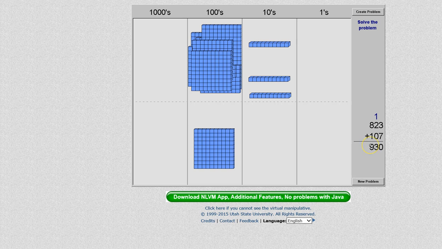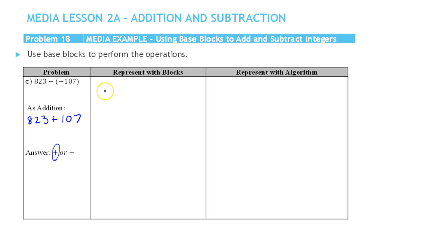So now let's do this on paper. So we have 823, 3, 4, 5, 6, 7, 8 flats, 2 rods, and 3 ones. Now I'm going to write 107 in green. So 1 flat, and 1, 2, 3, 4, 5, 6, 7 ones.